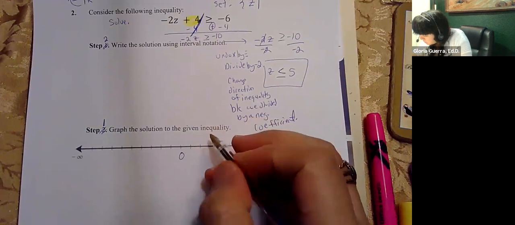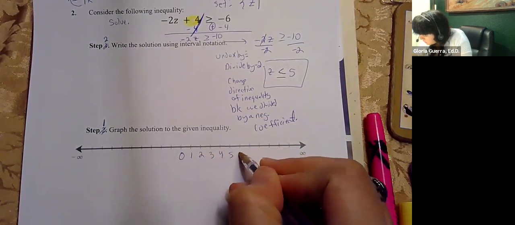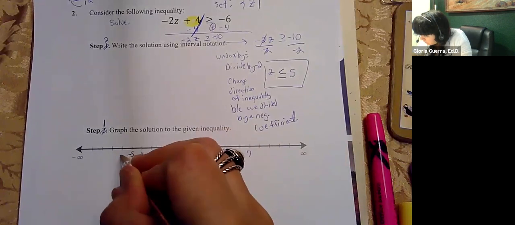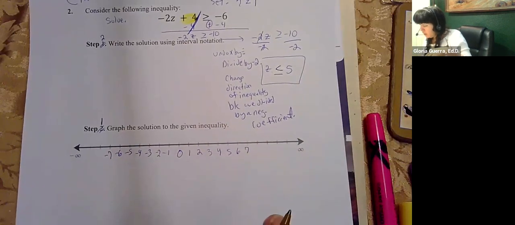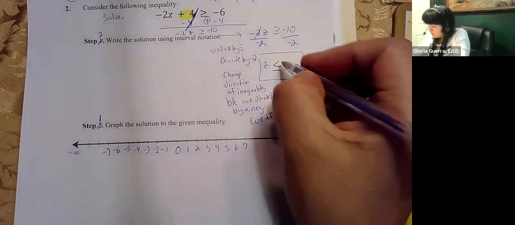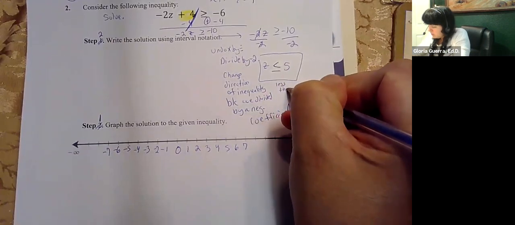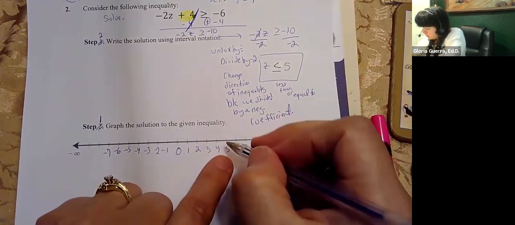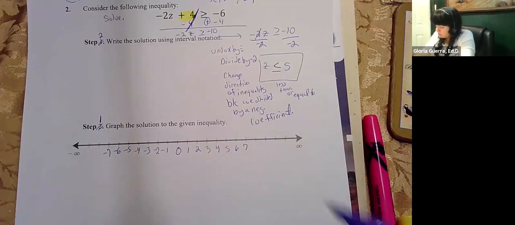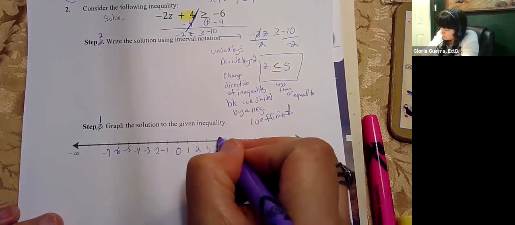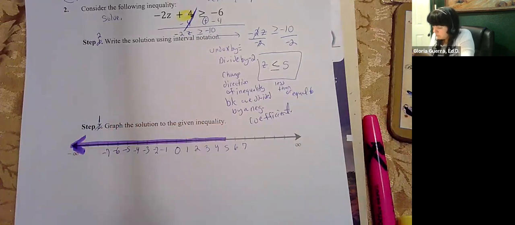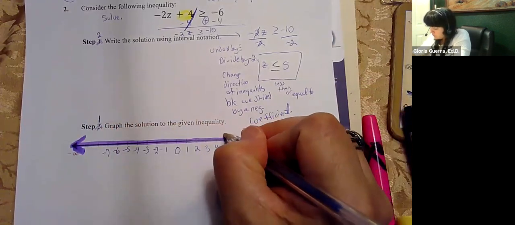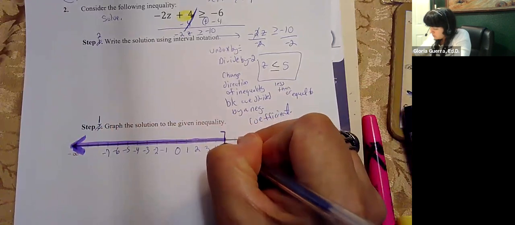So if I just plot 0 to give me orientation, 1, 2, 3, 4, 5, 6, 7, -1, -2, -3, -4, -5, -6, -7. Okay, and you have 5. This is saying z is less than or equal to 5. So 5 is right here. To say that it's less than means we have to shade to the left this way. Less than or equal to. So equality on 5 is this bracket, instead of the parentheses.